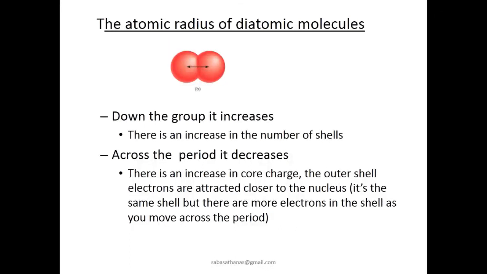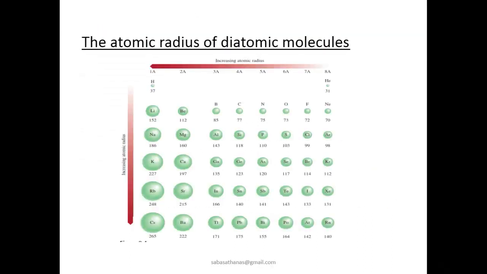Why does it decrease? Because there is an increase in core charge. Thus the outer shell electrons are attracted together to the nucleus. This is the so-called atomic radius. As you can see in this diagram, the atomic radius of the atoms decreases as you move across the period from left to right. Why? Due to the increase in core charge, which leads to an increase in the force of attraction. And as you move down the group, the atomic radius increases due to the increased number of shells.